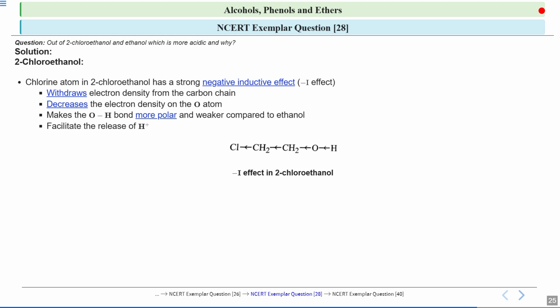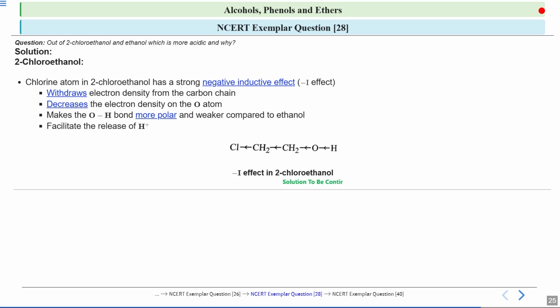So the oxygen says to the hydrogen that it needs to take the shared pair of electrons towards itself. This will make the oxygen-hydrogen bond more polar, or I can say this OH bond will become weak. So this H+ can easily leave from here. It will facilitate the release of H+. So this will be more acidic because of the minus I effect of the chlorine atom. It will pull the electron density away from the carbon chain, which will affect the OH bond.